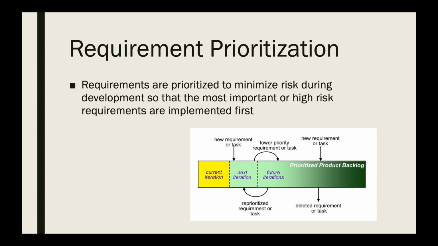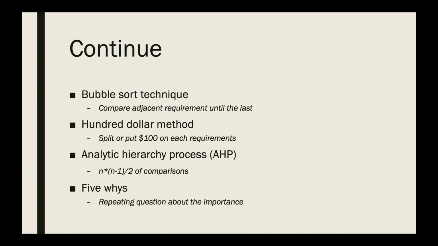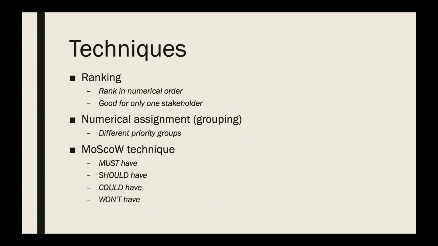Next, I'm going to talk about different prioritization techniques when dealing with requirement prioritization. There are 7 techniques. I have 3 on this page and 4 on the next page. The 7 techniques are ranking, numerical assignment, MoSCoW technique, bubble sort technique, $100 method, AHP method, and 5 whys.